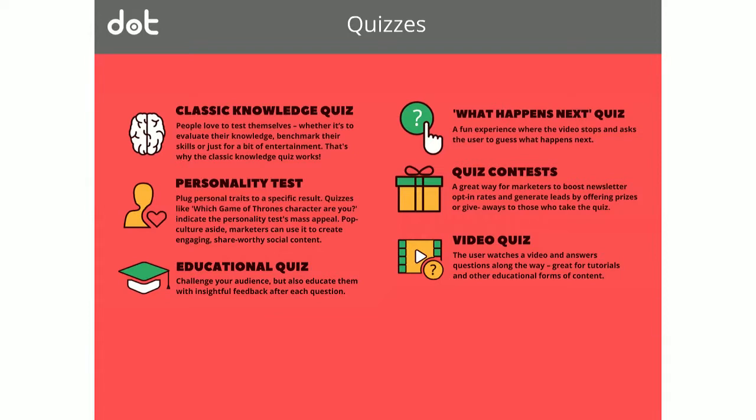So, whether you're talking classic knowledge quiz, which is maybe a quiz about news or industry news or industry insights, or personality tests. This is kind of like the quiz you took today: what is your marketing superpower? That is what we call a personality test. It could also be an educational quiz where each question gives you feedback after you answer it, so you're learning while you are quizzing. What happens next quiz is when you have a video which stops in the middle and then asks you to guess what happens next. You can also turn your quiz into a contest. You can also turn your video into a quiz. There are lots of opportunities. We won't dive too much into it because we don't have time. We only have half an hour left.